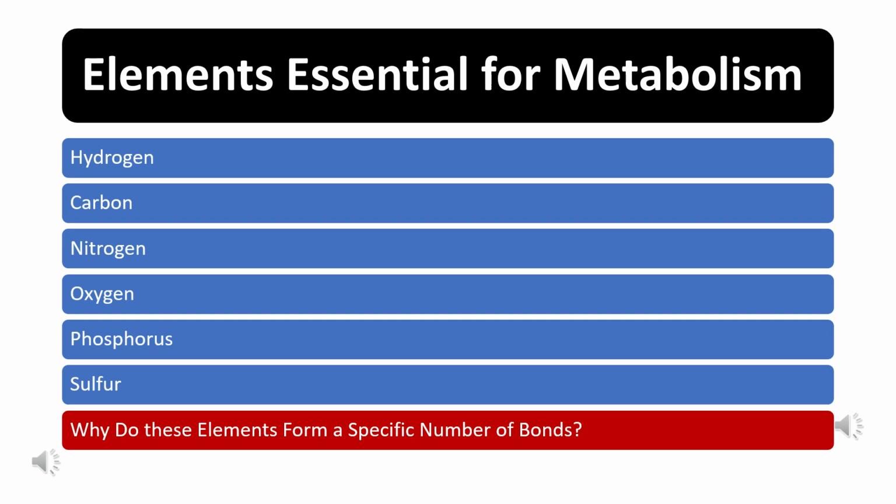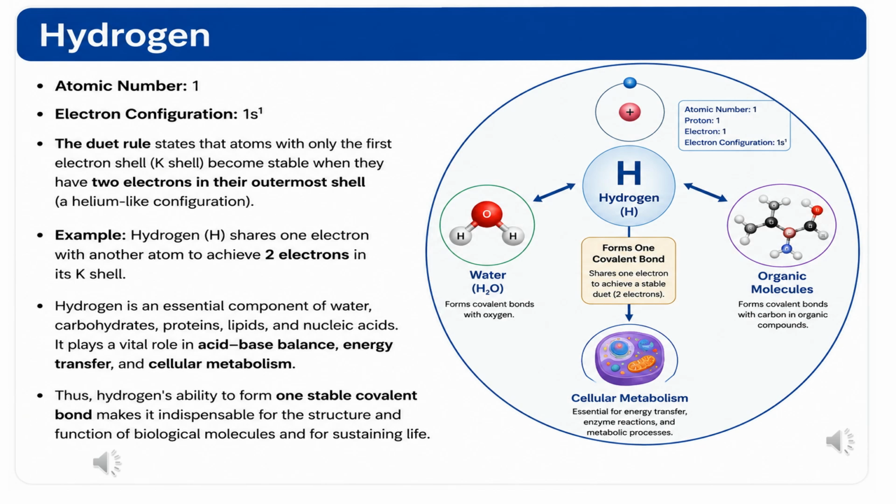Nitrogen is required for the synthesis of amino acids, proteins, DNA, and RNA. Phosphorus is a key component of ATP, nucleic acids, and cell membranes. Sulfur is found in amino acids such as cysteine and methionine, helping maintain protein structure and enzyme function. These 6 elements are indispensable for metabolism because they combine to form the biomolecules that sustain life and support growth, repair, and energy production. Now, let's discuss the first and lightest element essential for metabolism: hydrogen, H.